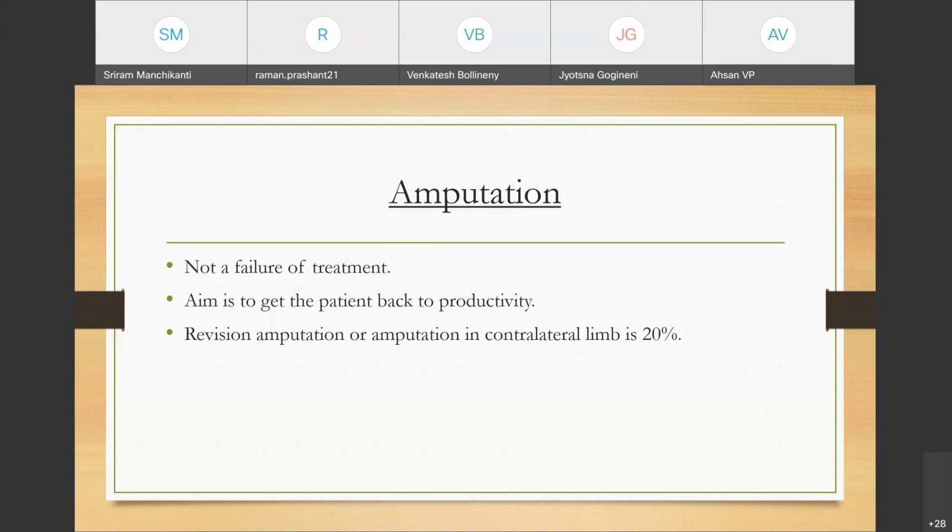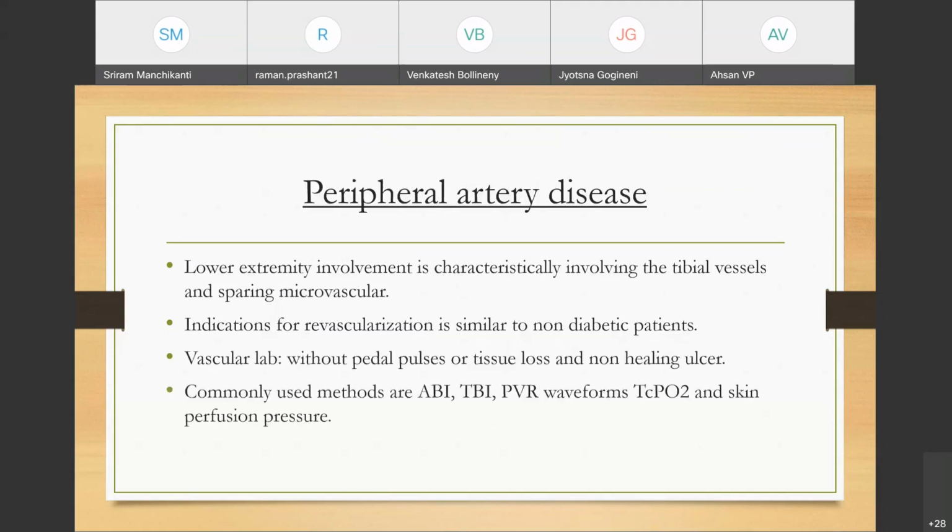in their treatment management. They have a higher risk of amputation because 20% can still undergo contralateral limb amputation because of the bilateral nature of the disease.